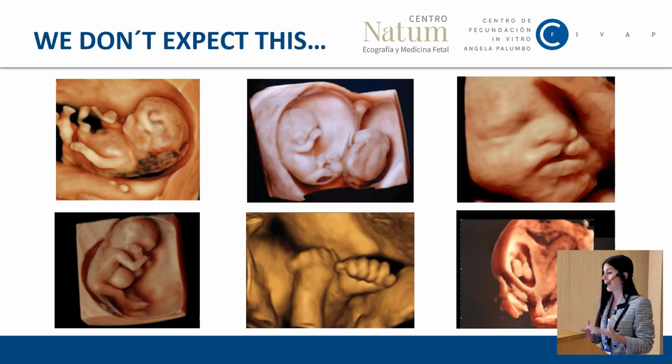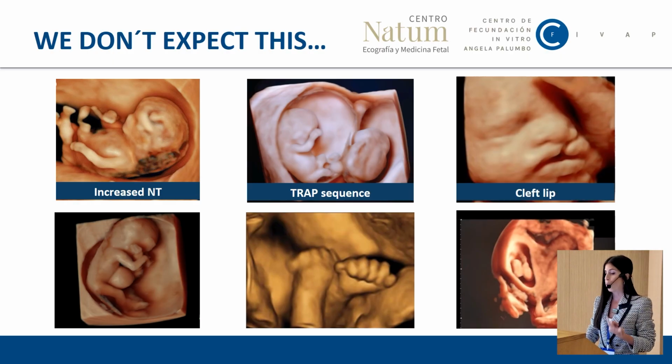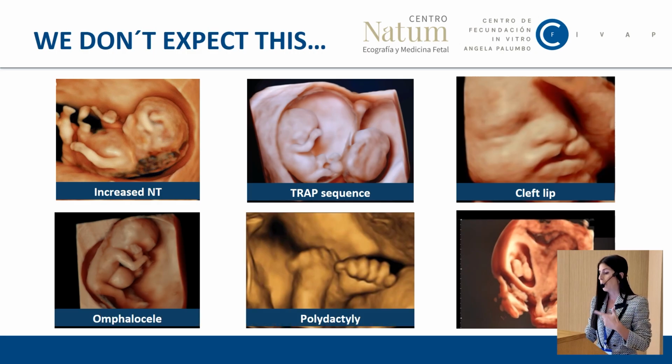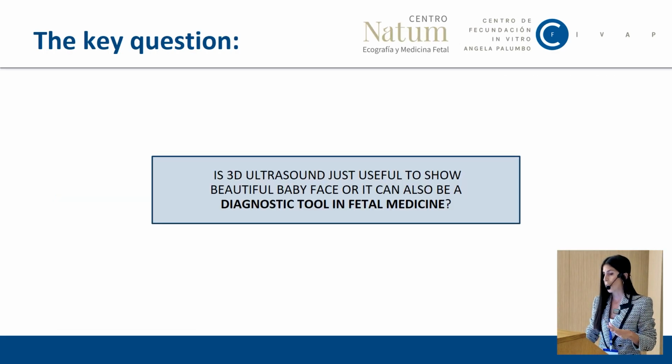And sometimes during a 3D scan, we can also find an increased nuchal translucency. We can see a TRAP sequence in a monochorionic twin pregnancy. We can show a cleft lip. We can also see omphalocele, polydactyly, and even a twin pregnancy in a bicornuate uterus. So the key question is: is 3D ultrasound just useful to show a beautiful baby's face, or can it also be a diagnostic tool in fetal medicine?